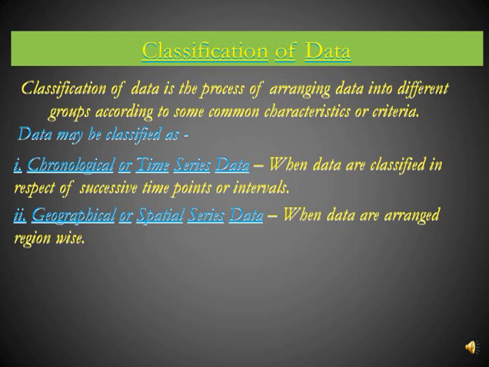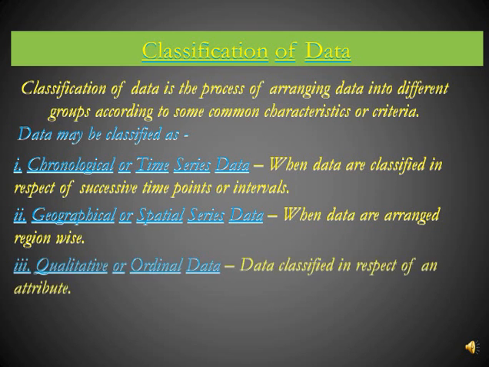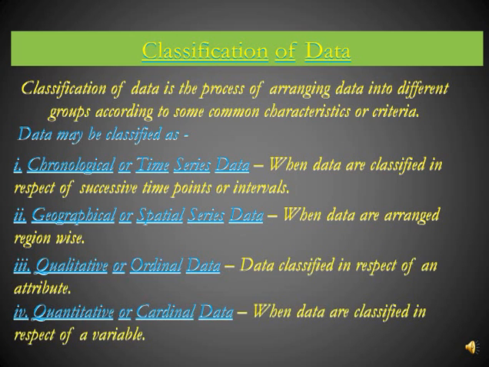Second is geographical or spatial series data. It means when the data are arranged region-wise. For example, if we arrange the CA final students of year 2009 in accordance with different states, it means we are doing geographical or spatial series data. Third is qualitative or ordinal data: data classified in respect of an attribute. For example, data on nationality, gender, etc.